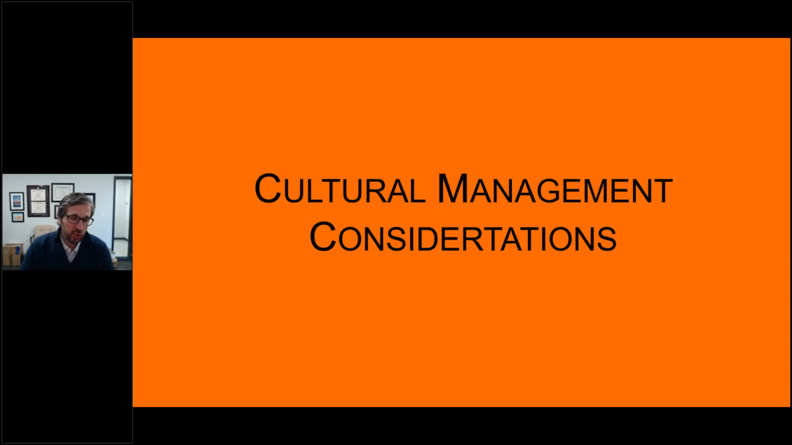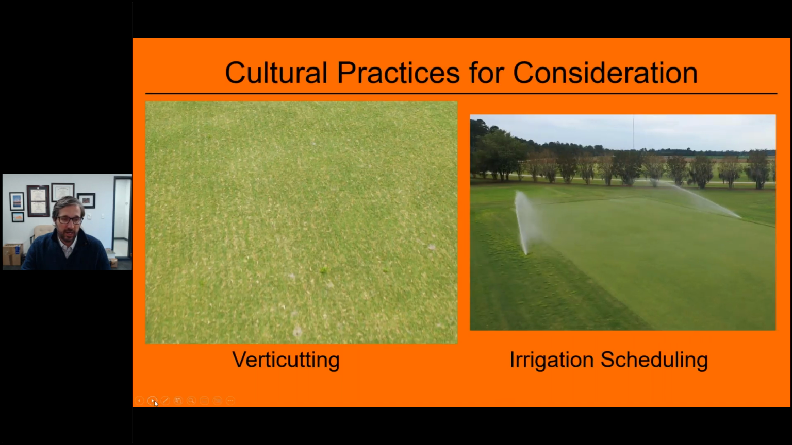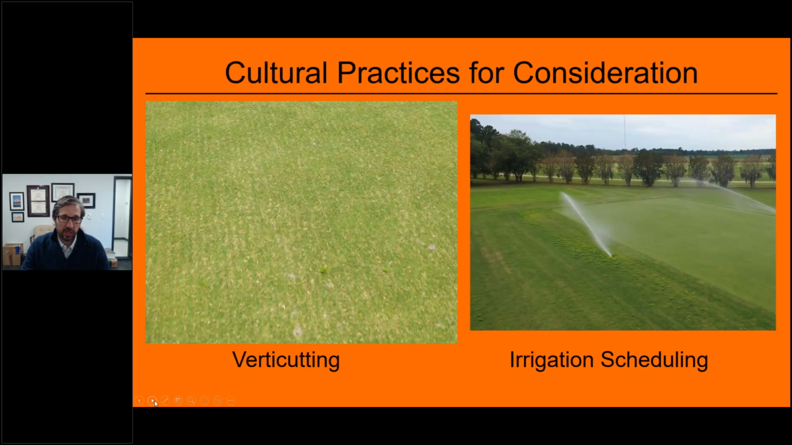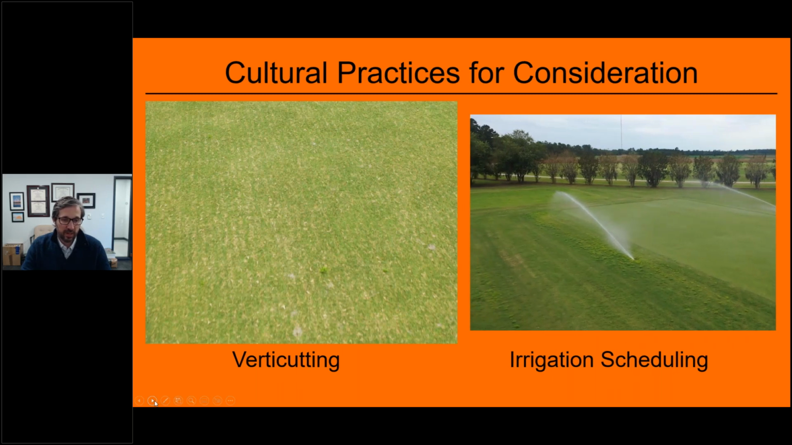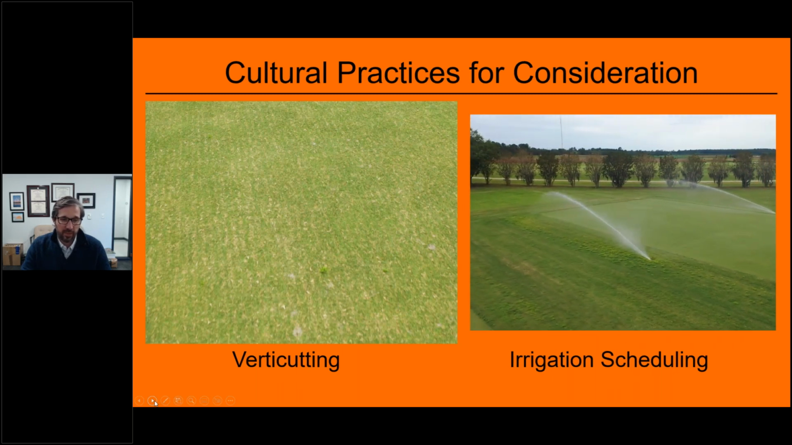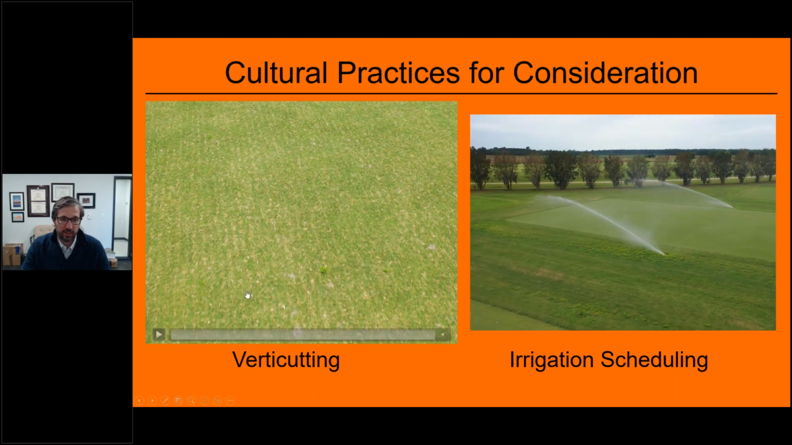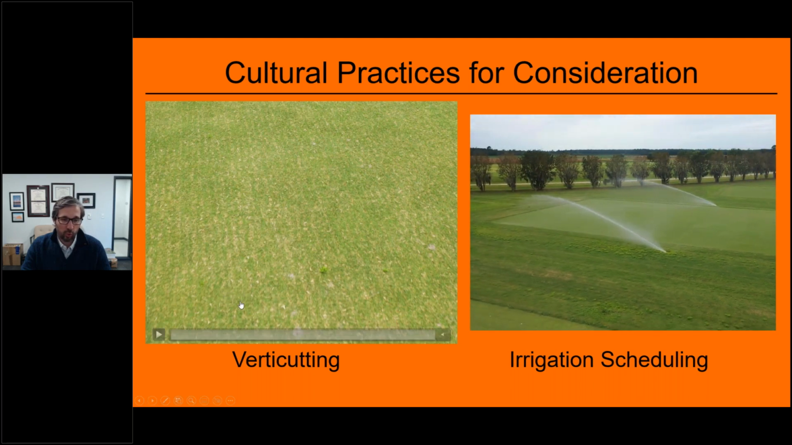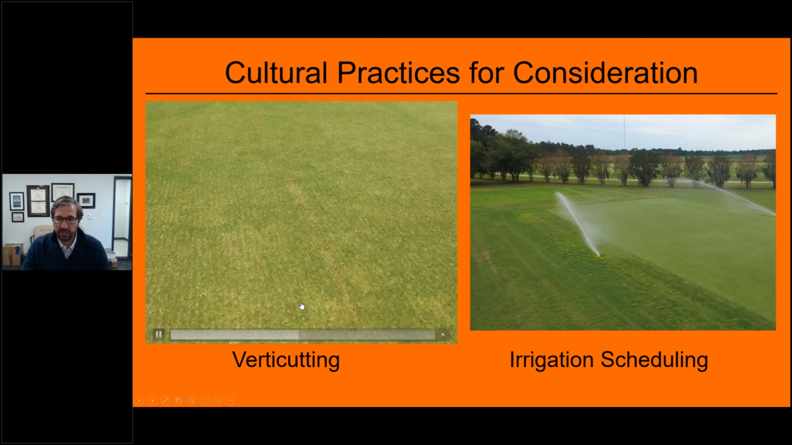Now, just in general, from a standpoint of root rots and Pythiums, there are a number of cultural management considerations when we're thinking about designing a plan for action. One of those could be verticutting and just increasing density, removing some of that organic matter from that upper portion of the profile and creating more growing points for that turf to fill in.